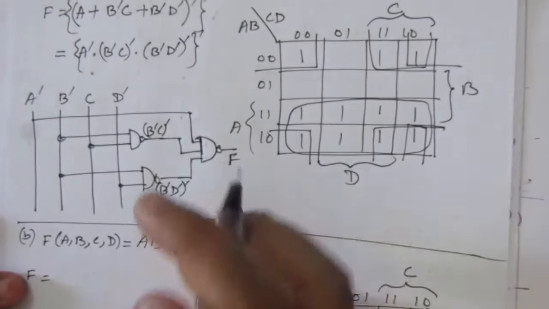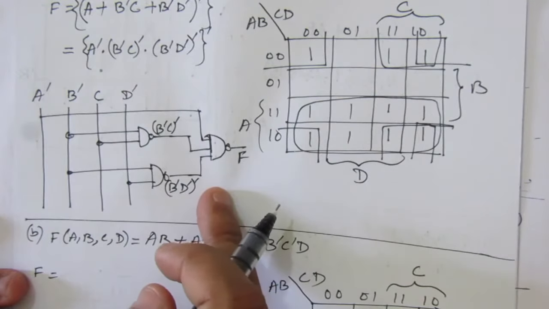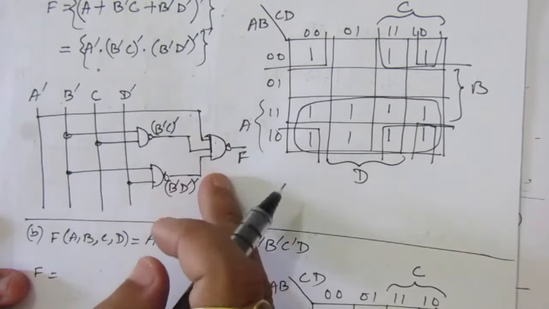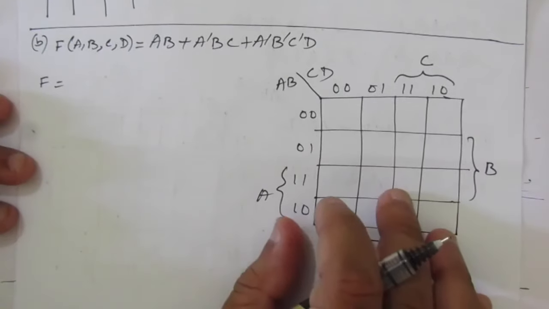So here we can see that we have two stages. This is one stage, this is the next stage. So we have used two stage NAND gates to realize this simplified expression. Now let us solve our second problem.